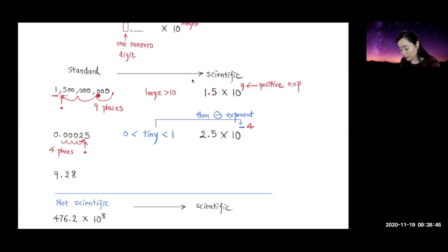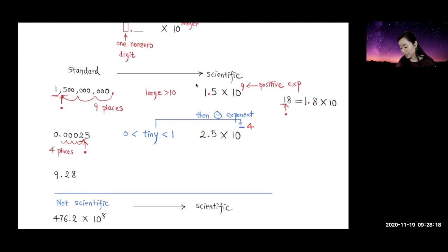Let me give you another example. For example, like 18, or maybe you can put 12. It's greater than 10, right? To represent this using scientific notation, the first non-zero digit I encounter here is 1. And then I put the decimal point right after this non-zero digit. So I will have this 1.8 times 10 to some power.